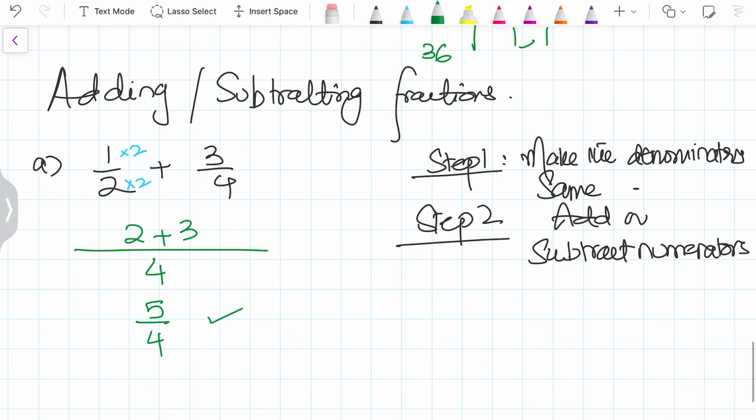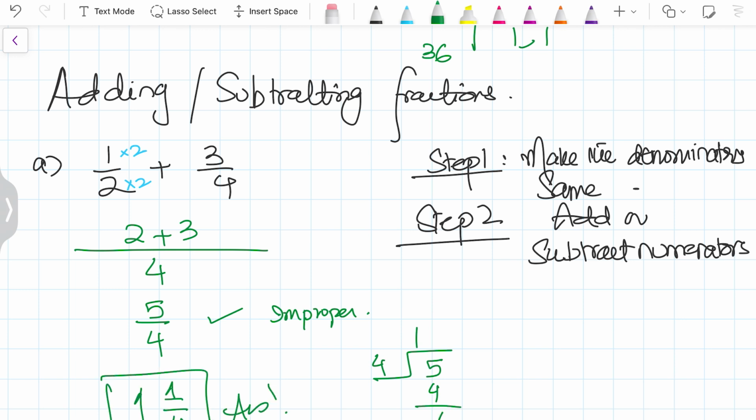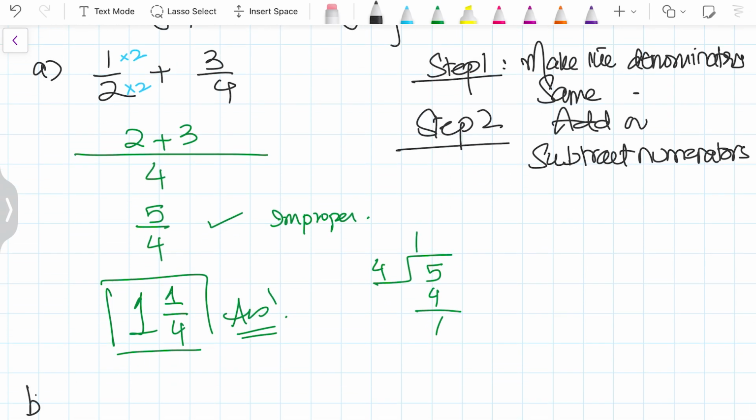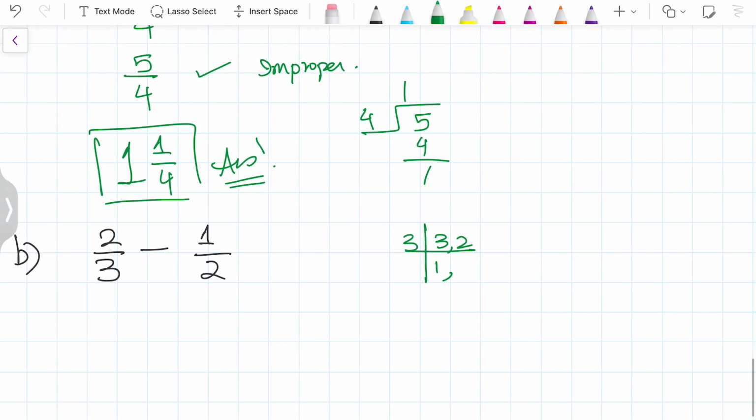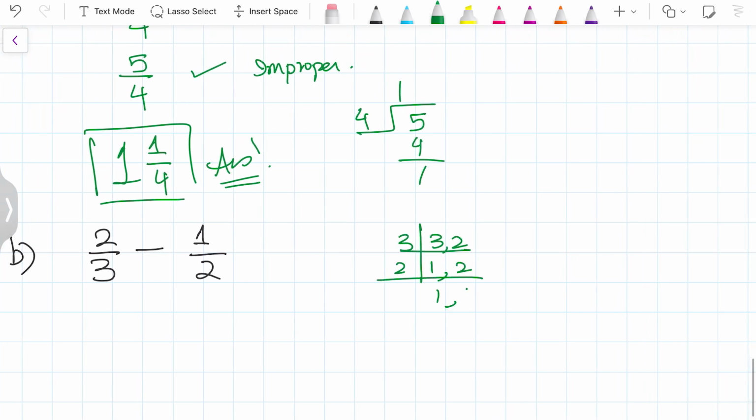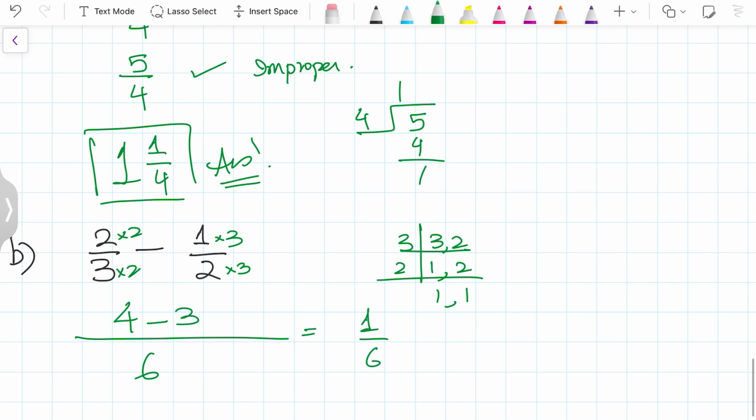Now you can leave the answer like this, and this is an improper fraction. You can change this into a mixed fraction. So it's a 1 whole 1 upon 4. This is my answer. Let's do another part. Minus 1 upon 2. 2 and 3 do not come in the same times table. So let's take the LCM. The LCM is going to be a 6. So it's a 4 minus 3 gives you a 1 upon 6. This is a proper fraction, so you can leave the answer just like that.